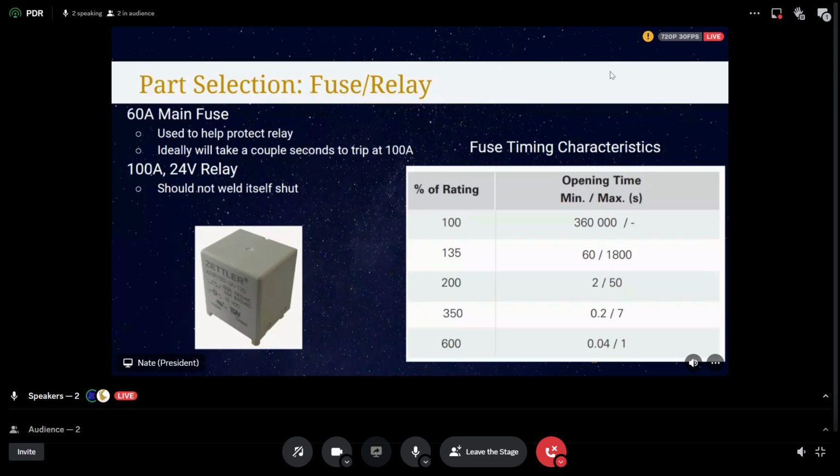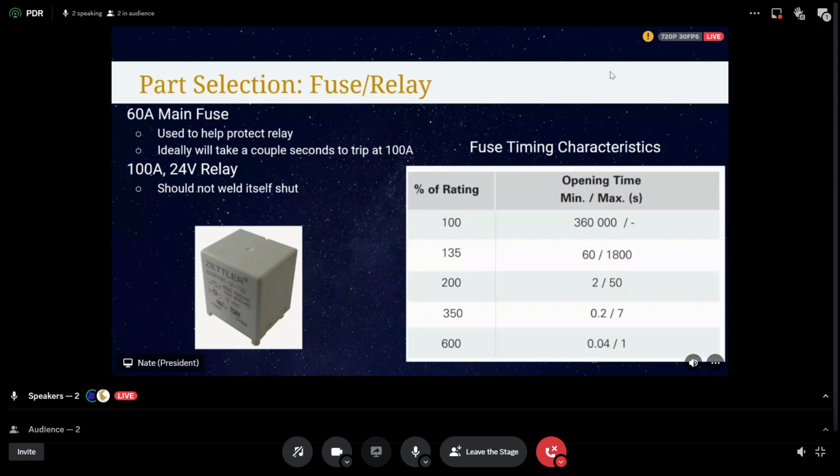Then that's moving into the other safety components, being our fuse and relay. We're getting a new relay this year, rated for a little bit higher, 100 amps. It's also a little bit easier to connect to, since this is going to be mounted onto the power distribution PCB. And then to protect that relay, we're using a 60 amp main fuse. And so ideally at 100 amps, it'll trip in a few seconds.